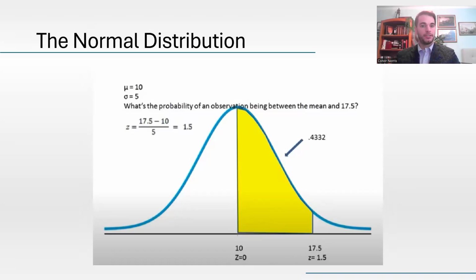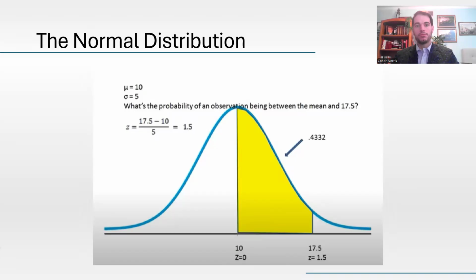So now let's try an example. Let's say that we have a mean of 10 and a standard deviation of 5. Now, you know how the z-score is calculated. So really our question here is, what is the probability that an observation would be between the mean and 17.5?